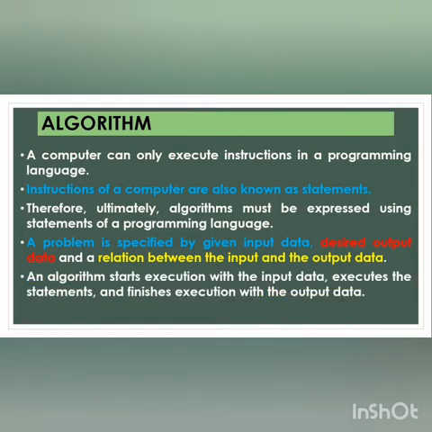An algorithm starts execution with the input data, executes the statements or instructions given, and finishes execution with the output data. When it finishes execution, the specified relation will be checked between the input and the output data, whether it is satisfied or not. Only when it is satisfied, the given problem is solved. Otherwise, the given problem is not solved. This is how the relation between the input and output data is checked and the computer processes the information.